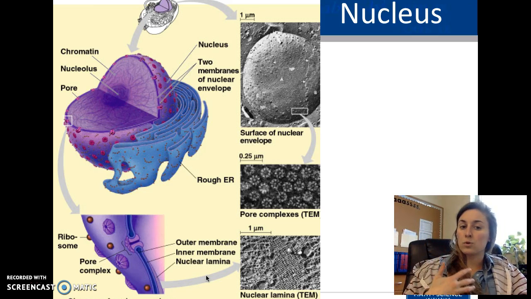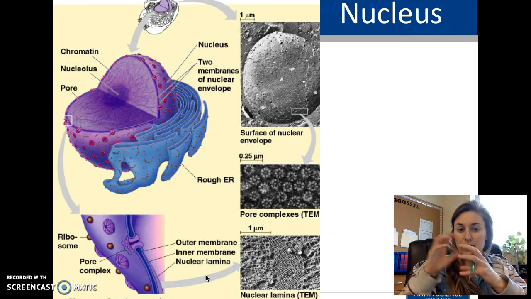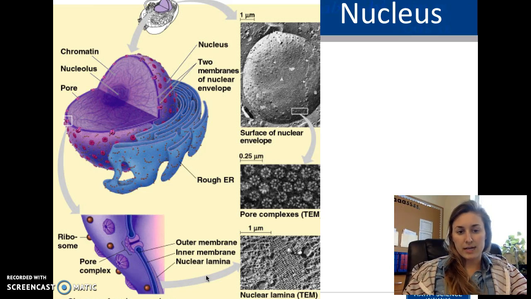The nucleus holds all of your DNA. It's actually a double membrane. We call it the nuclear envelope. So it's a circle within a smaller circle. It contains chromatin, and then in the nucleolus, which is the very center, that's where your DNA is going to be. It does have pores.